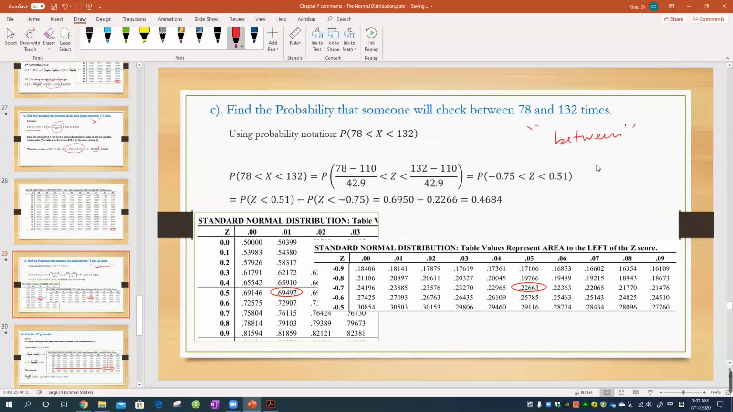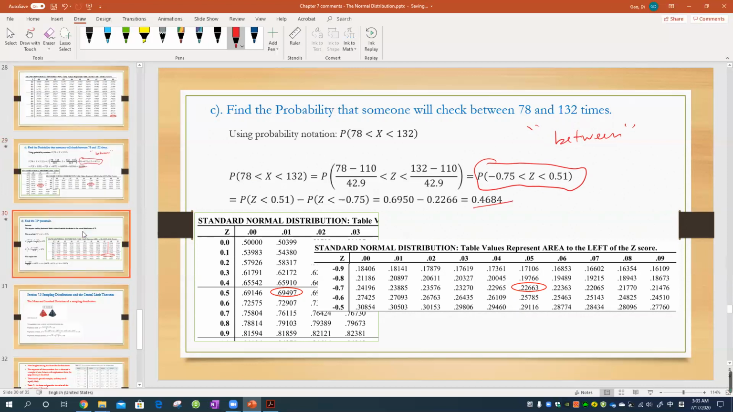And then the third type, like we mentioned, in between. So between 78 and 132, you do 2 transfers, and then you got the one that we learned from last chapter, probability of z is in between. So probability of smaller than a larger one, minus smaller than a smaller one. So you read 2 values separately and then got the final result, 46.84%.